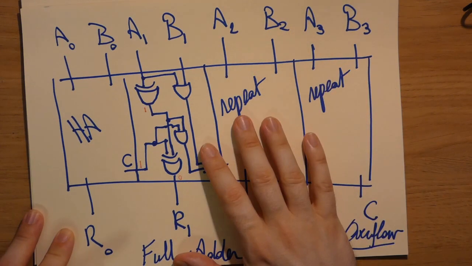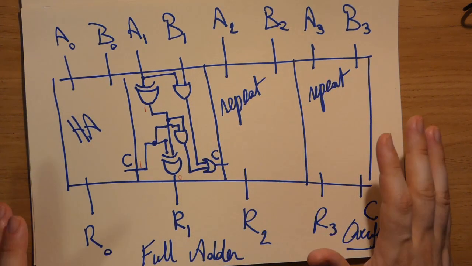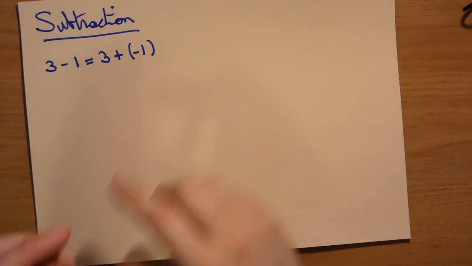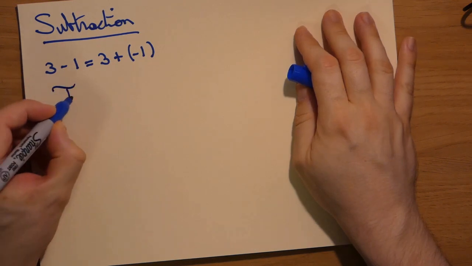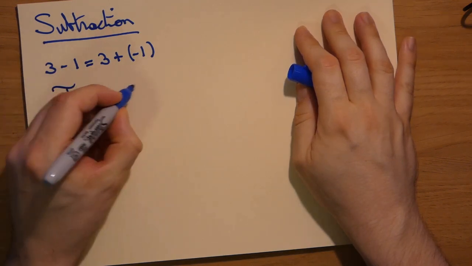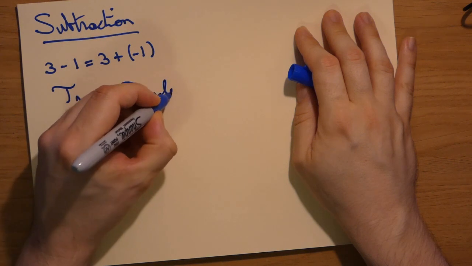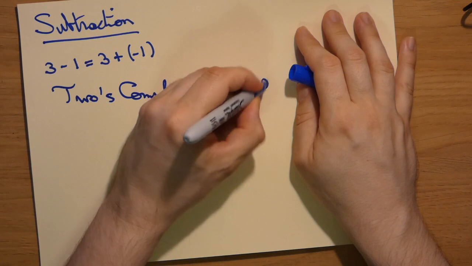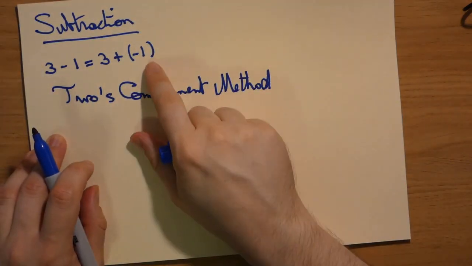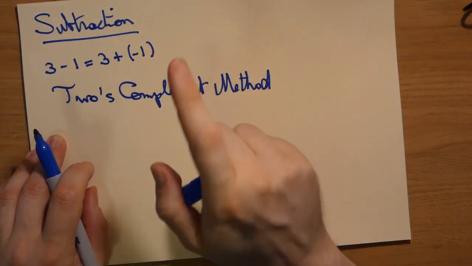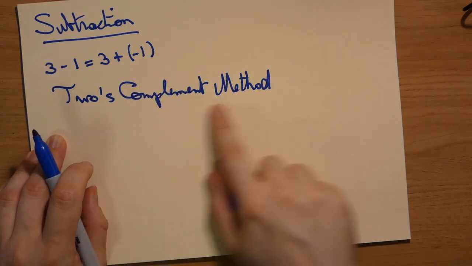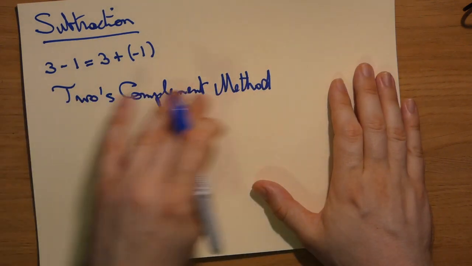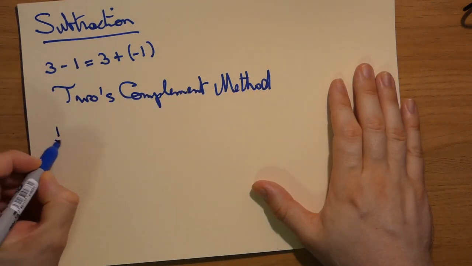And this is exactly what computers do. Computers really only add, right? So how am I going to do this? Well, I'm going to use the 2's complement method. I'm going to take the 2's complement of 1 in order to represent negative 1. To find the 2's complement, there are 2 steps.